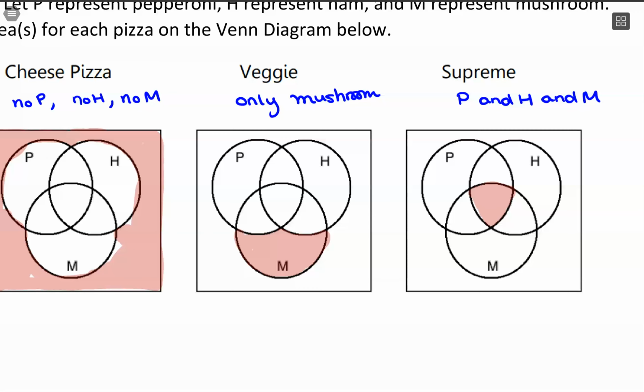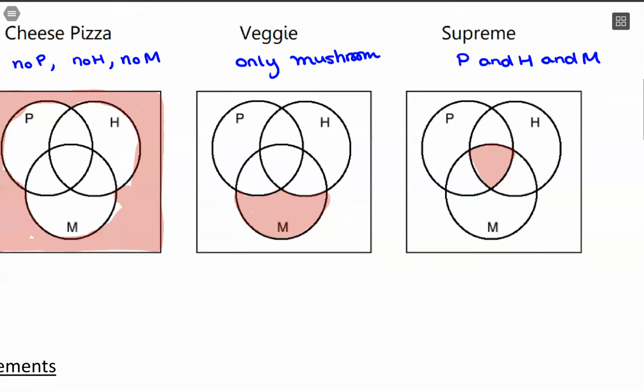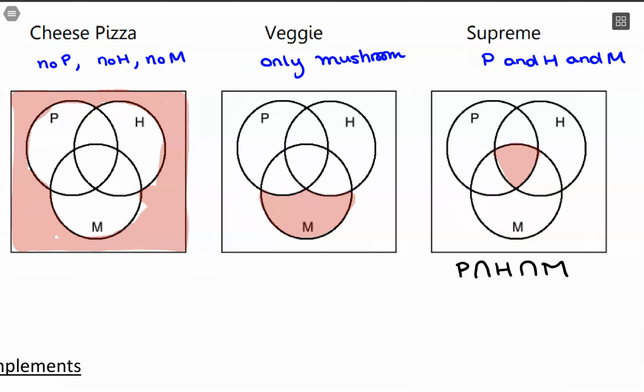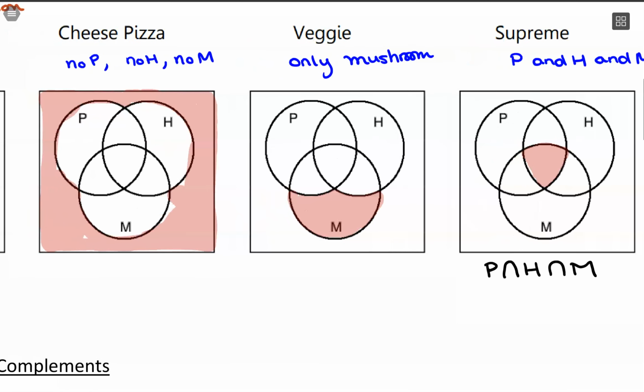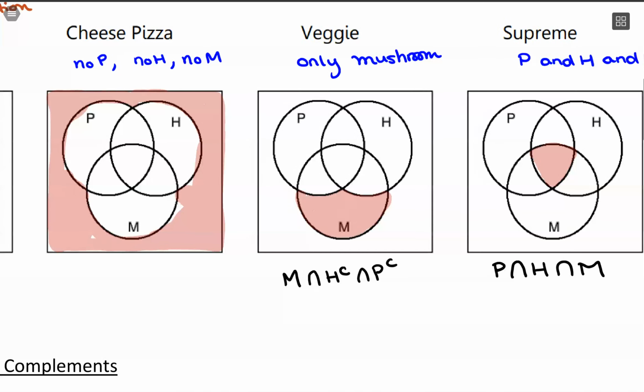Like this last one, we've only really looked in terms of 2 sets, but what this would be is the intersection of pepperoni and ham and mushroom. So where do all 3 of those pieces intersect with each other? With this veggie one, and it gets a little more complicated with these, but to give you an idea, the veggie one is that we want mushroom, and we don't want ham, and we don't want pepperoni. So we want to exclude ham and pepperoni, we only want mushroom.